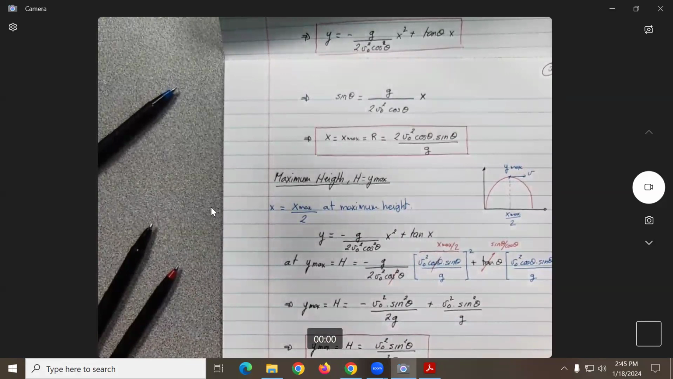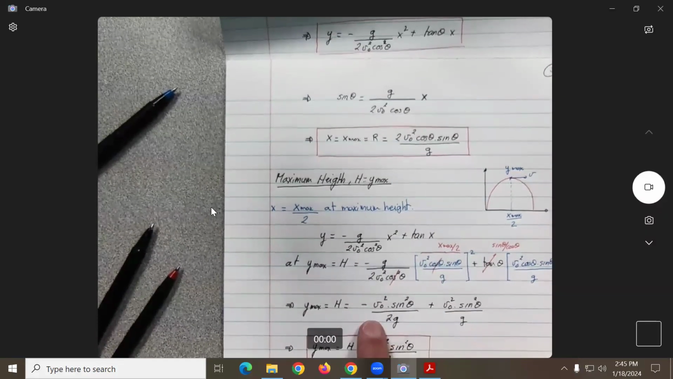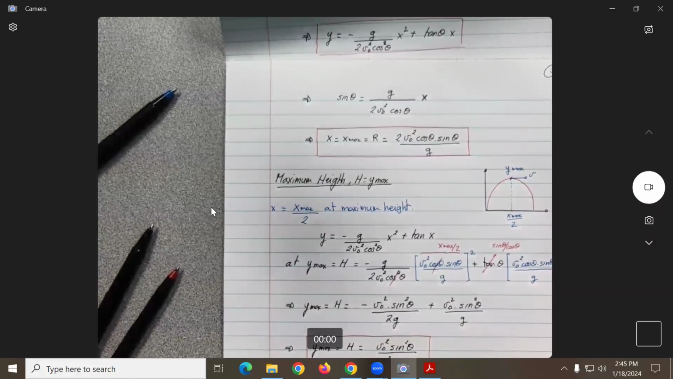How did you get a final answer? If you factor out the v0 squared sine squared over g, it gives you minus 1/2 plus 1, which is 1/2. Okay.